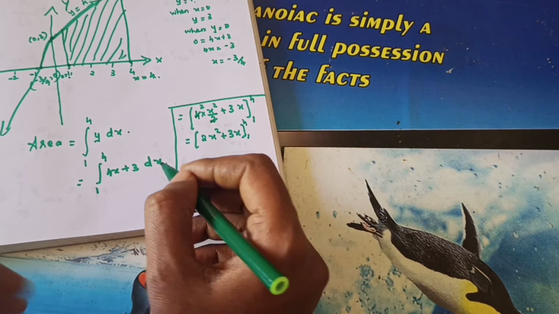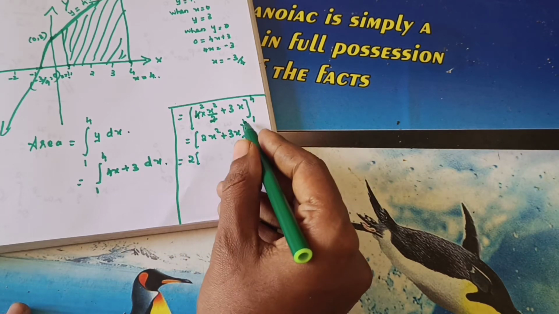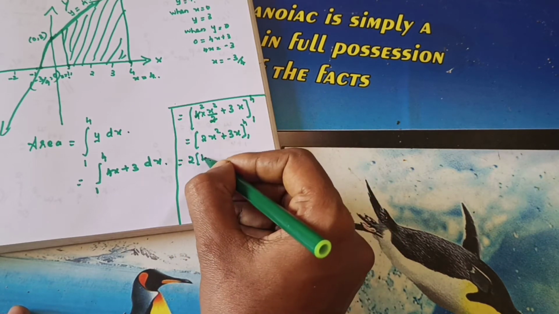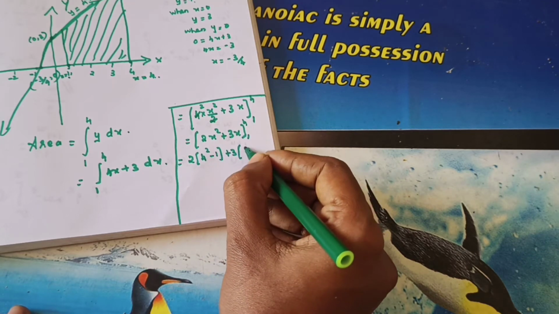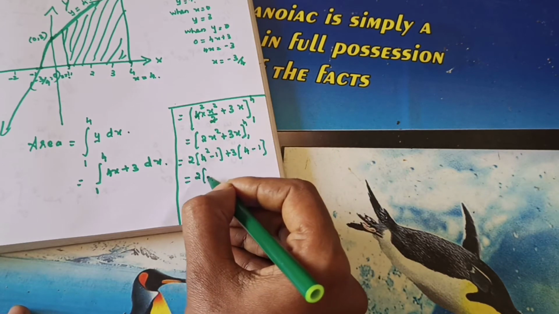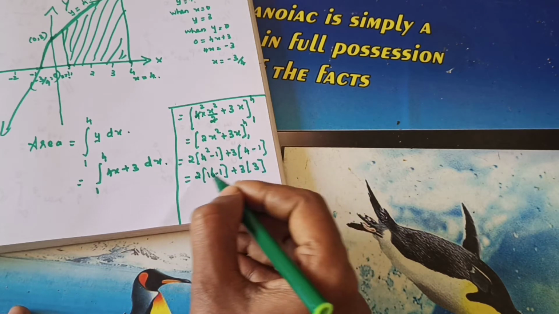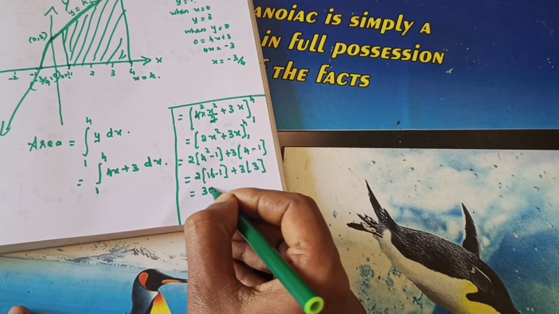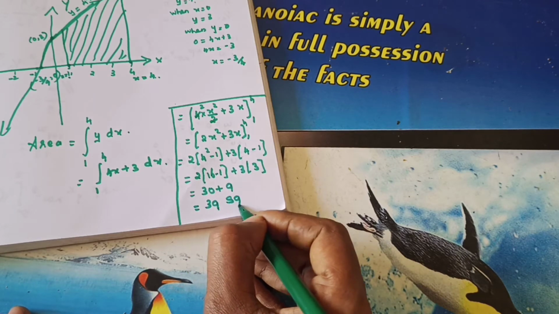Now apply the limits. That's equal to 2 is a constant. So x square, upper limit minus lower limit. Is it right? So 4 square minus 1 plus 3 into upper limit minus lower limit, that is 4 minus 1. That's equal to 2 into 16 minus 1 plus 3 into 3. So 2 into 15 means 30 plus 9. That is equal to 39 square units.